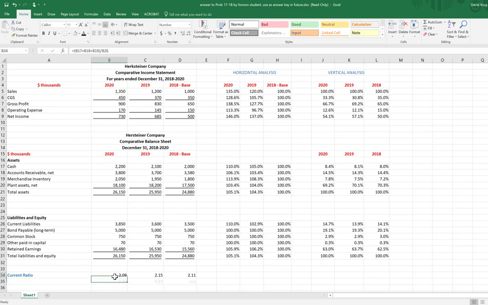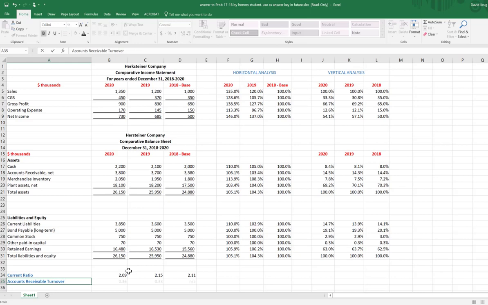Are you with me? These, I don't think you have to do any absolute values on. You can just pull them over. Okay, so once we have that, we can pull it over. Are you with me? We're going to do one more ratio. We're going to do the, let me think, the accounts receivable turnover ratio.